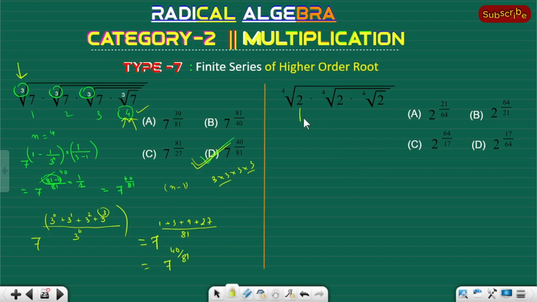Let's see this one. 1, 2, 3. 3 terms, so n equal to 3. Base is 2, so keep it as 2. 1 minus 1 by, here it is 4, right? The root is 4. 4 raised to the power 3, that is 4 cube.